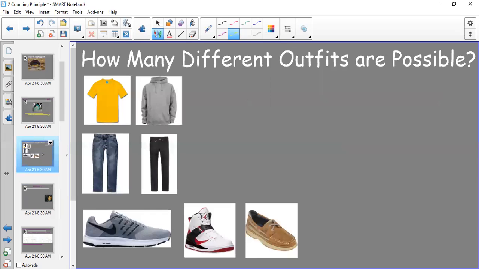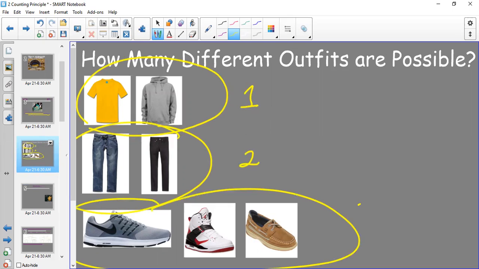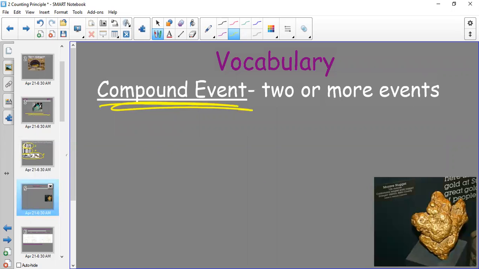So for example, back to our original one, we had to choose a shirt. So that was the first event. The second event was that we had to choose a pair of pants, and the third event was that we had to choose shoes. So those were three separate events that we had to think about. So today is all about two or more events, compound events.